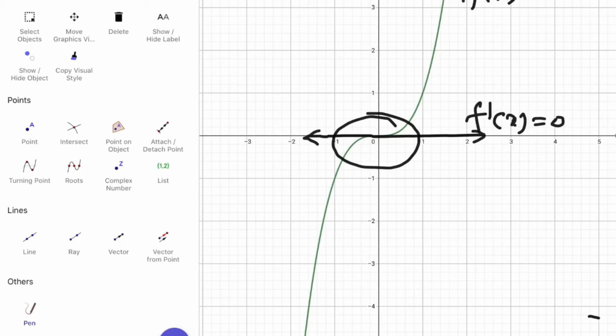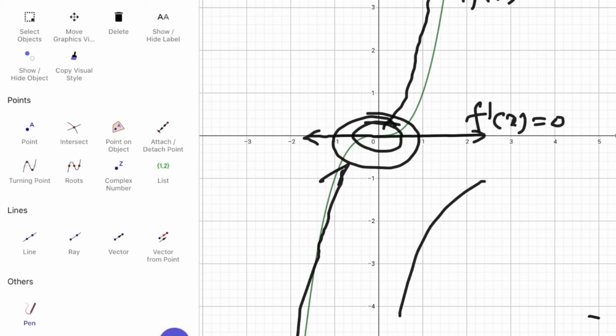What is happening is that in this region the graph is increasing. In this region the graph is also increasing, but at this point the graph stops increasing, though it is not decreasing. It remains constant for some moment and then again starts to increase. Such points are called points of inflection. If you observe carefully, you see the graph is changing its concavity. When the graph is below the x-axis, it is concave downwards like this.